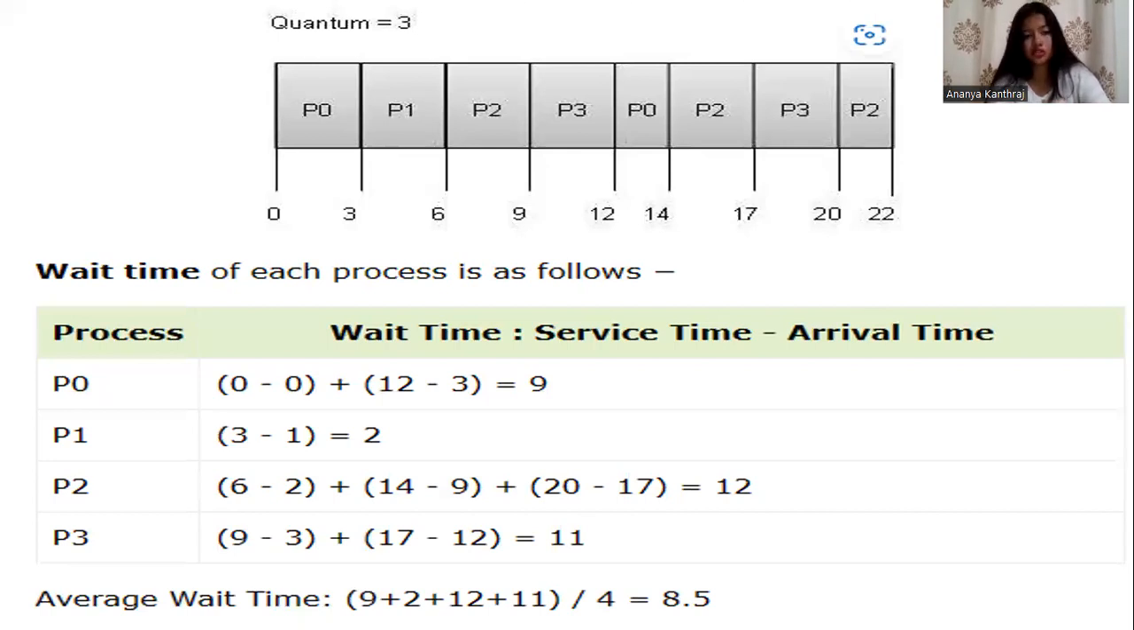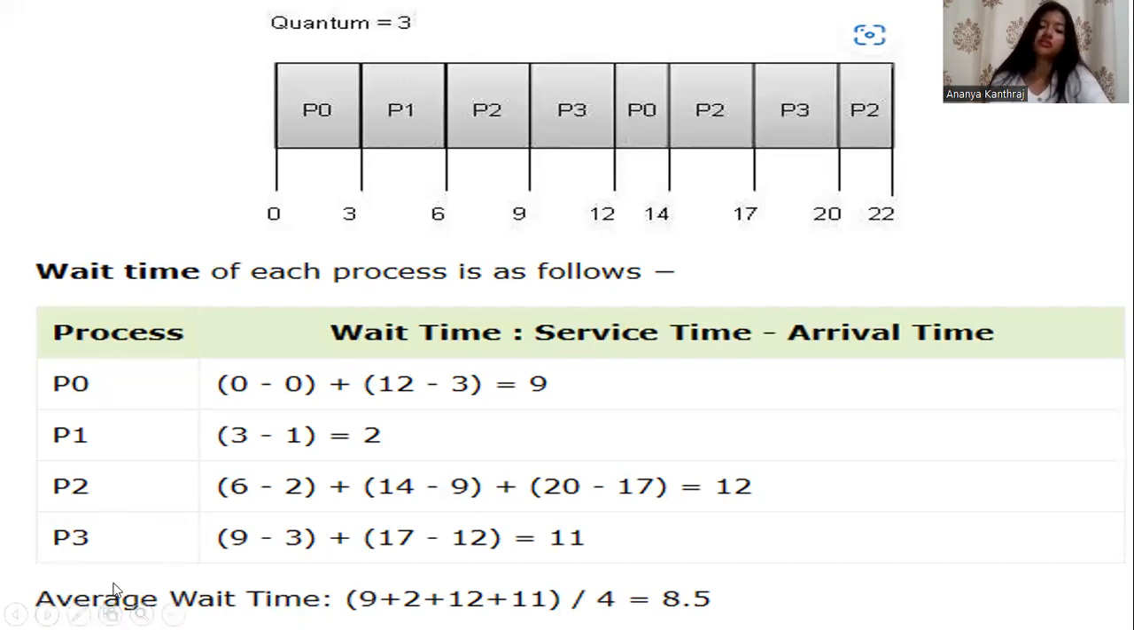The waiting time for each process is the service time minus the arrival time. For P0, it is (0 minus 0) plus (12 minus 3), which is 9. For P1, it is 3 minus 1, which is 2 seconds. For P2, it is (6 minus 2) plus (14 minus 9) plus (20 minus 17), which is 12. And for P3, it is (9 minus 3) plus (17 minus 12), which is 11.